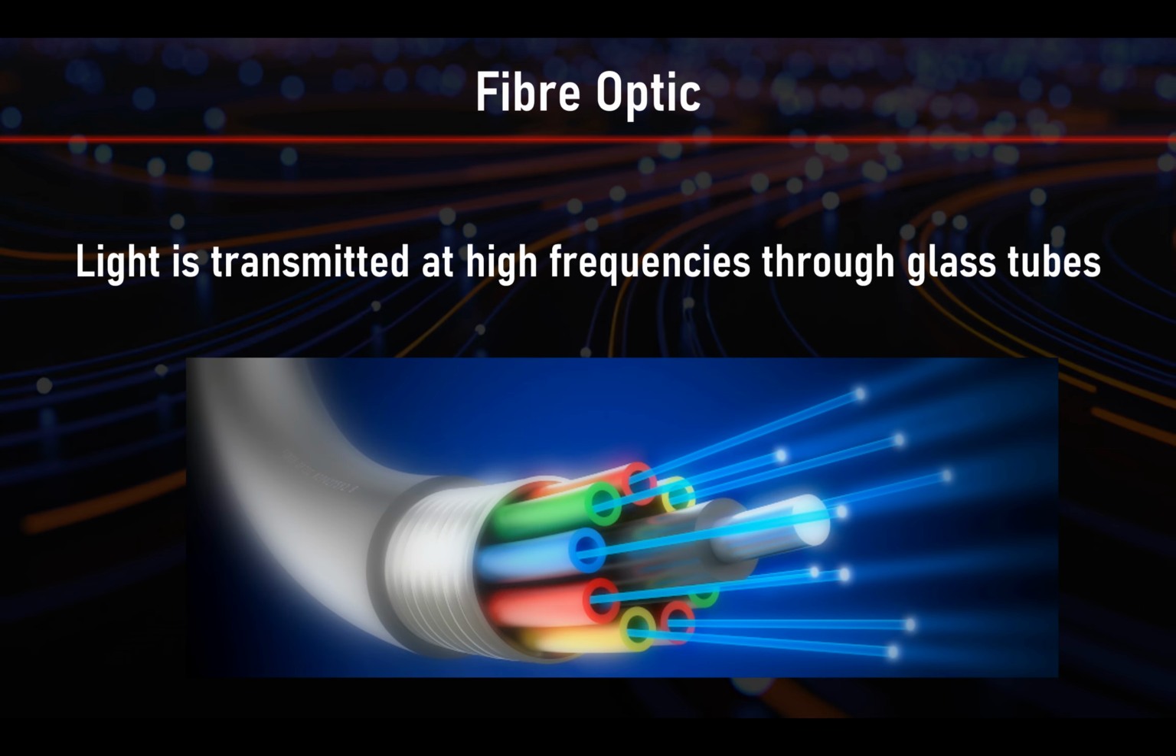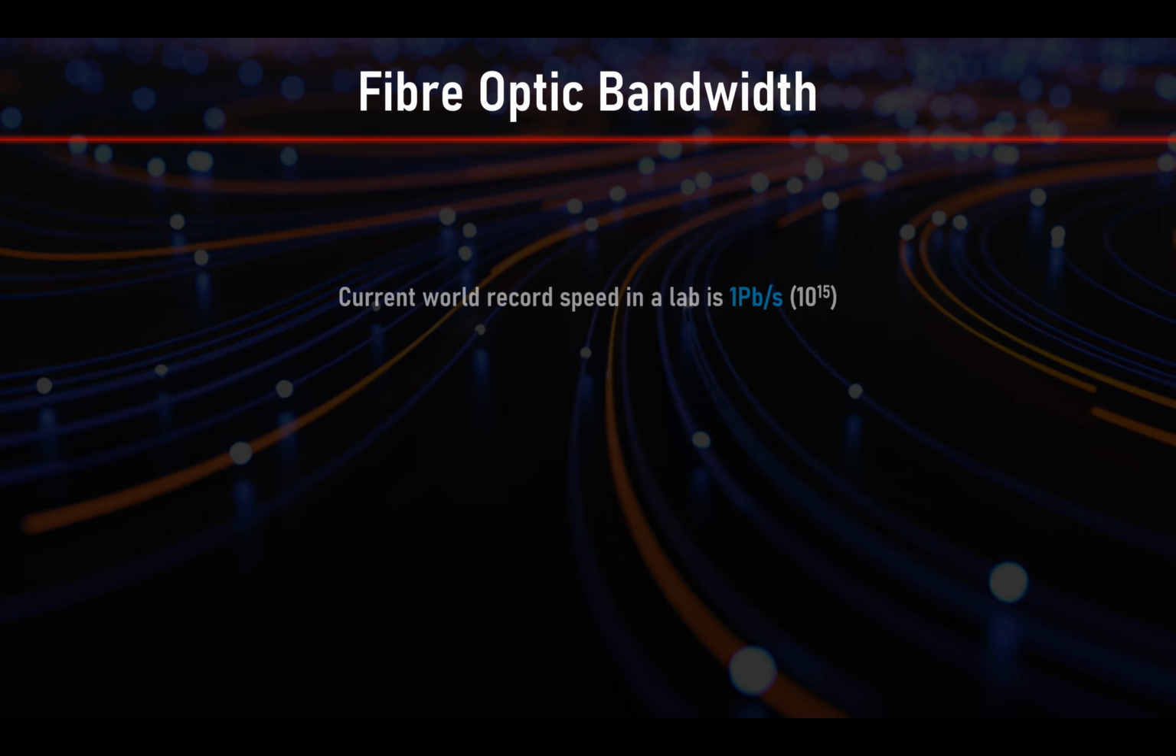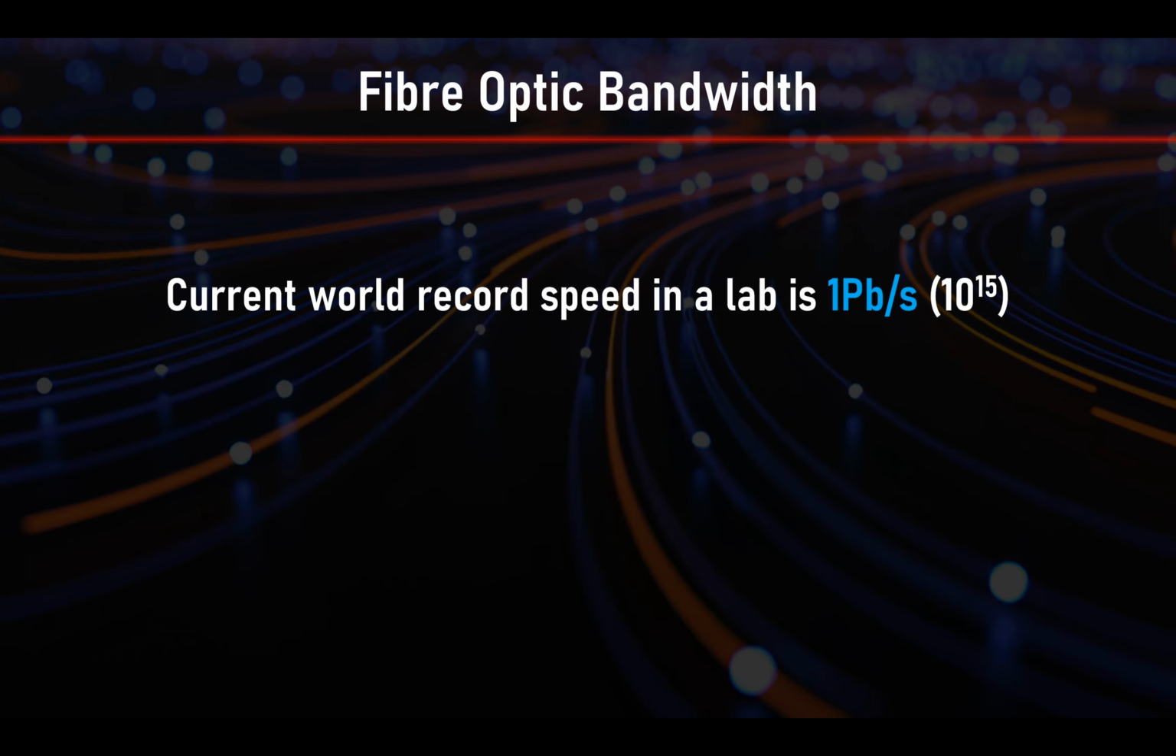Alright, so fiber optic. Here, light is transmitted at high frequencies through glass tubes. And of course, here we can see the individual fibers, kind of blue on blue, quite difficult to see. The current world record speed, well, not speed, let's say bandwidth, really, is 1 PB per second. Hopefully we remember that PB is peta, so petabits per second, or 10 to the 15.